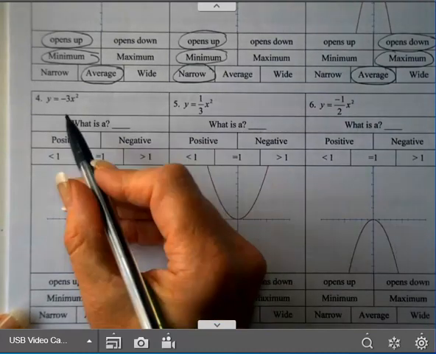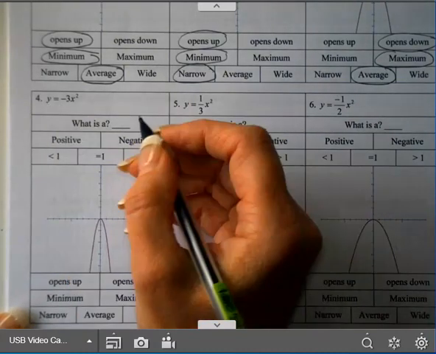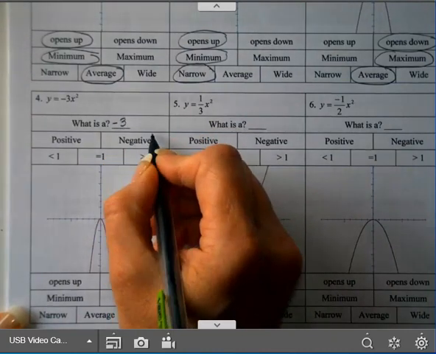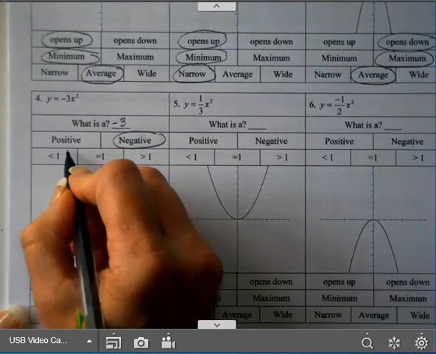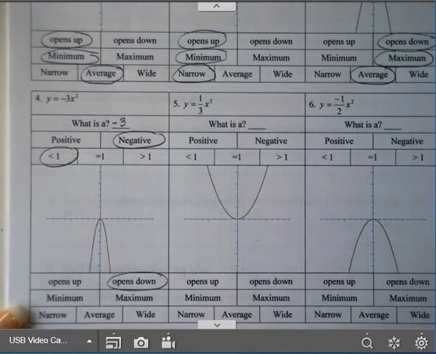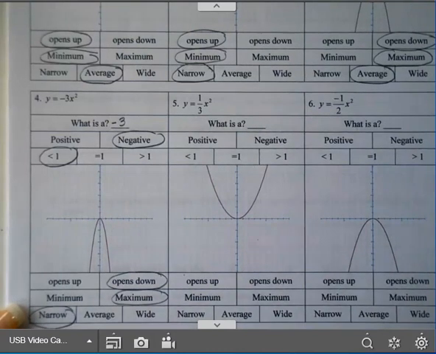Our next one, we have y equals negative 3x squared. A is negative 3, so it's negative, which means it's less than 1. It opens down. It has a maximum, and my graph this time is narrow.